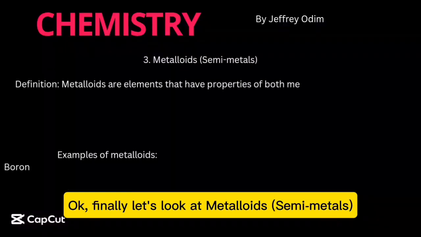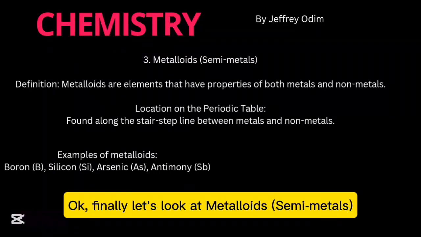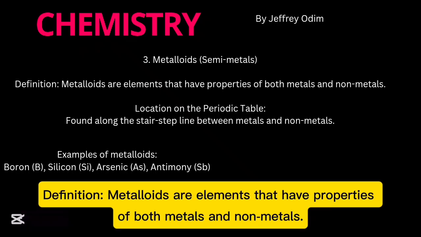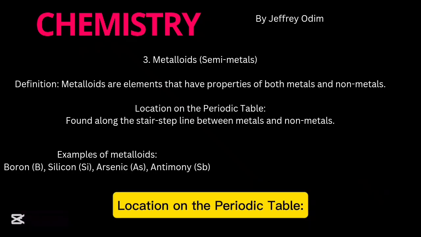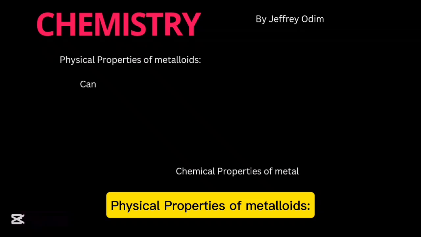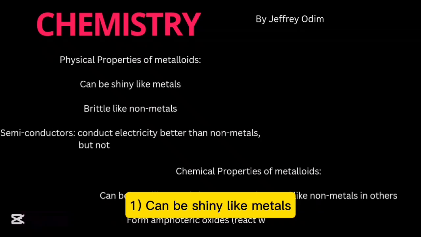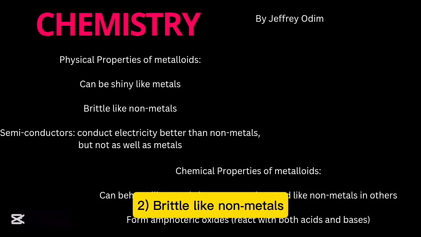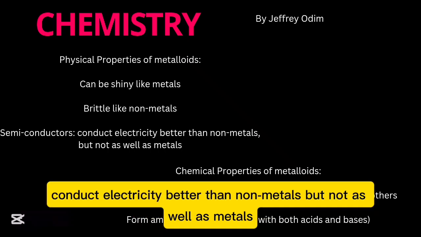Okay, finally let's look at metalloids, semi-metals. Definition. Metalloids are elements that have properties of both metals and nonmetals. Location on the periodic table. Found along the stair-step line between metals and nonmetals. Physical properties of metalloids. 1. Can be shiny like metals. 2. Brittle like nonmetals. 3. Semiconductors. Conduct electricity better than nonmetals but not as well as metals.